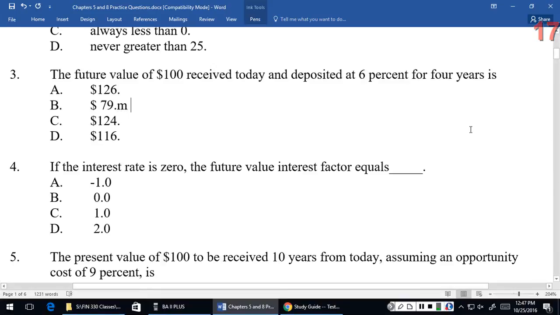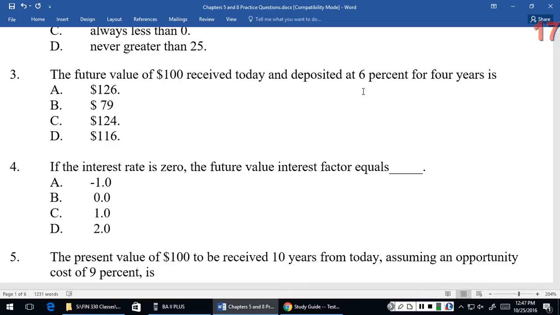Okay, so in this example, when we're looking at this, first of all, if you understand time value of money, you know that the interest rate is 6%, you're investing it for 4 years, $100 is the present value, you can eliminate one answer immediately. Which answer can you eliminate without even working the problem? You can eliminate answer B immediately, because if the interest rate is positive, the future value interest factor is going to be greater than 1, so we know the future value is going to be more than $100.